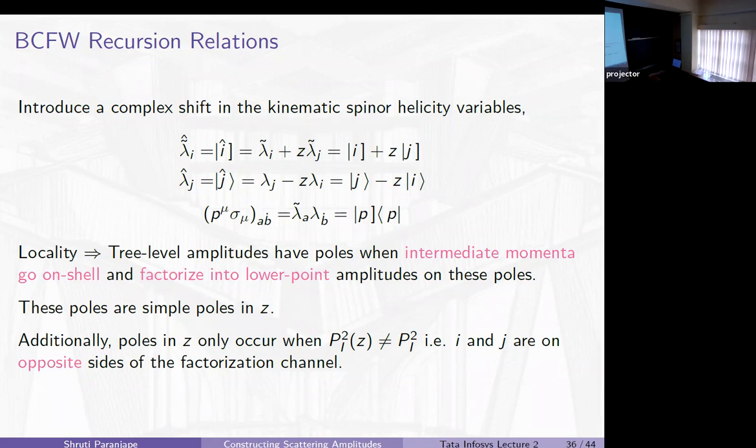I and J are just two particular legs that I have chosen, and I'm doing this shift. For i, I'm only shifting the square bracket. For j, I'm only shifting the angle bracket. So it's a linear shift for just two legs, i and j.